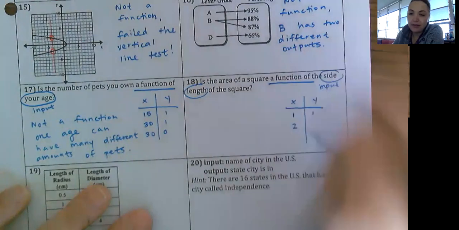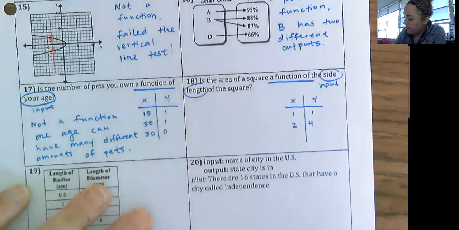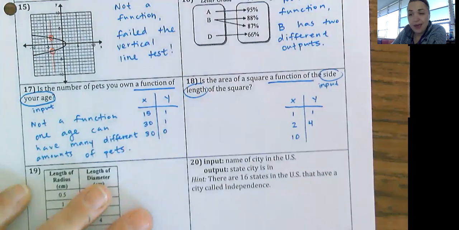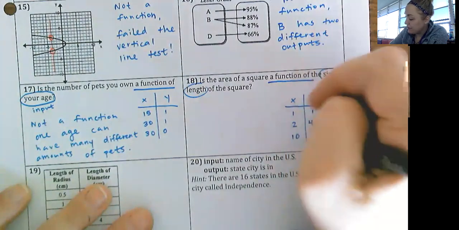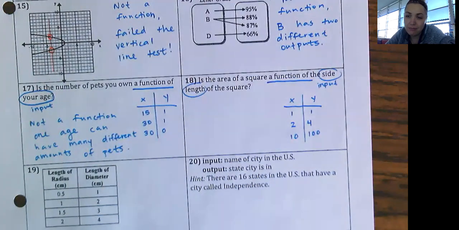If I had a square that was 2 inches, I'd do 2 times 2, and that area would be 4. If I had a square that was 10 inches or feet or whatever, and I were to find the area, that would give me 100. So you're noticing that every side length maps to exactly 1 square, which is perfect. That actually makes sense because you wouldn't want a square that had a 2-inch long side to sometimes have an area of 4 and sometimes have an area of like 5. That would be impossible and really weird. So this one is a function.